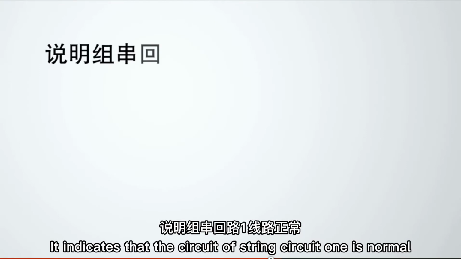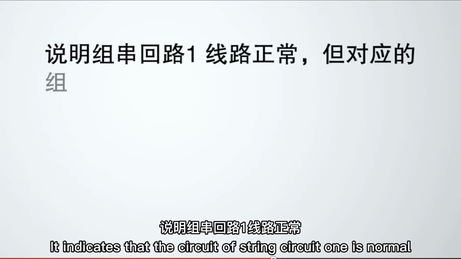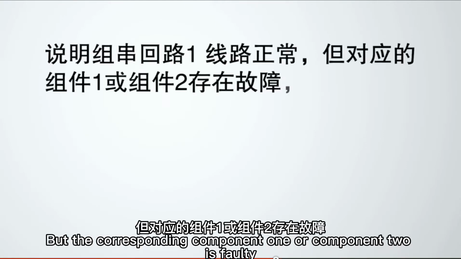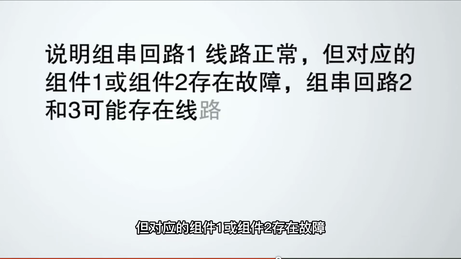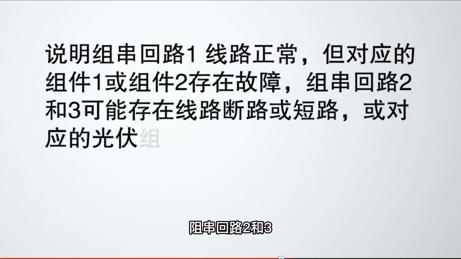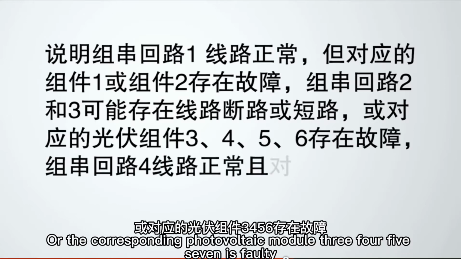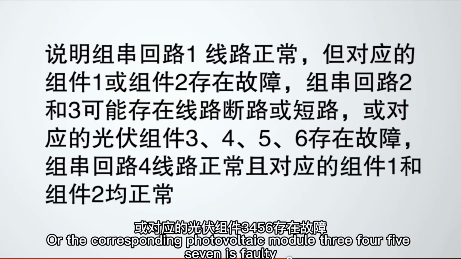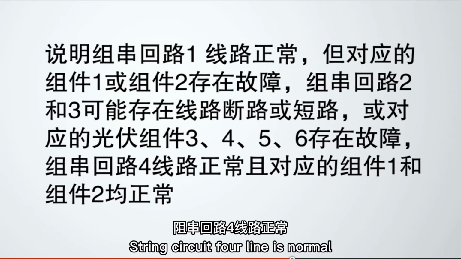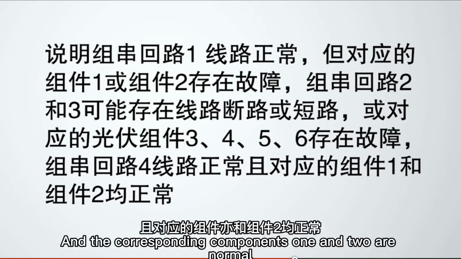It indicates that the circuit of string circuit 1 is normal, but the corresponding component 1 or component 2 is faulty. String circuit 2 and 3 may have an open circuit or short circuit in the circuit, or the corresponding photovoltaic modules 3, 4, 5, 7 are faulty. String circuit 4 line is normal, and the corresponding components 7 and 8 are normal.